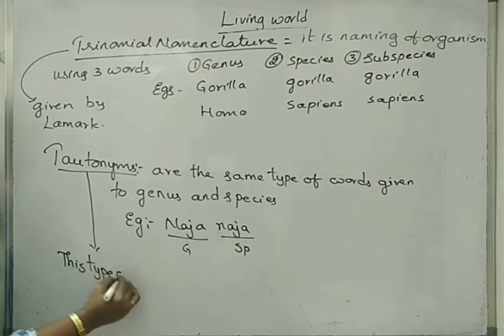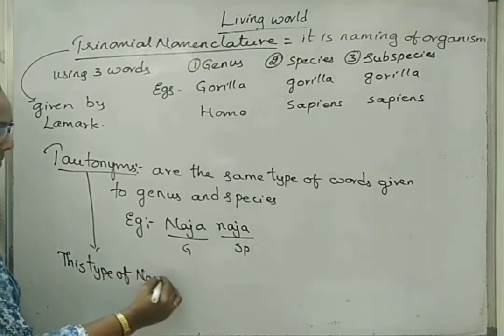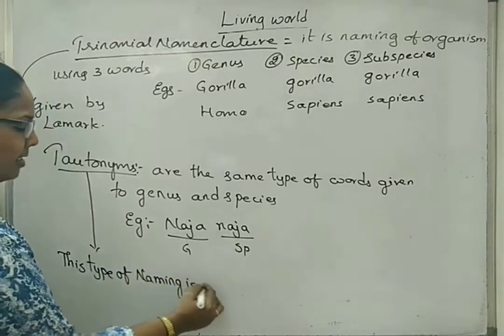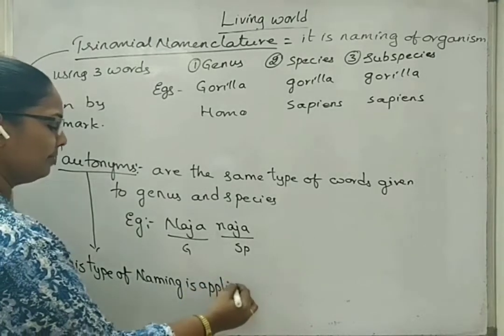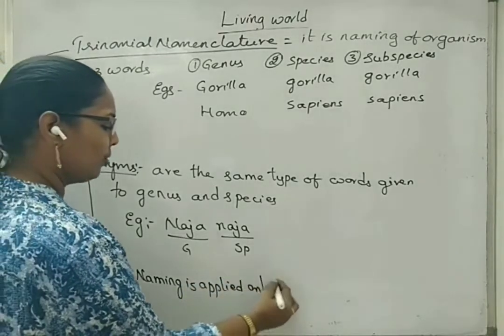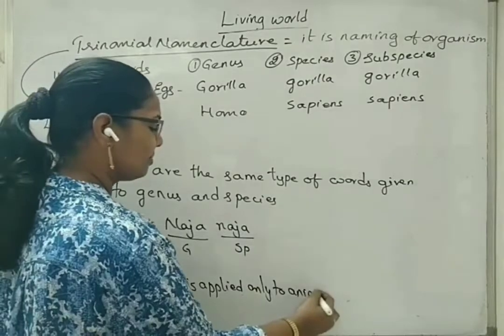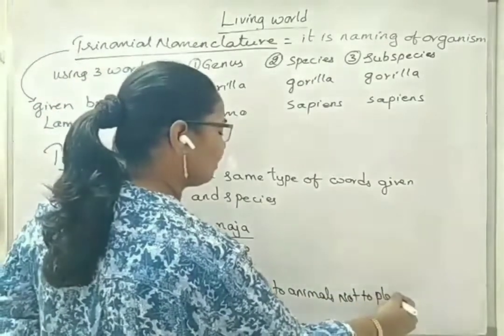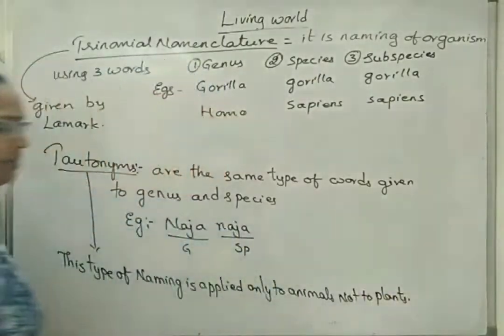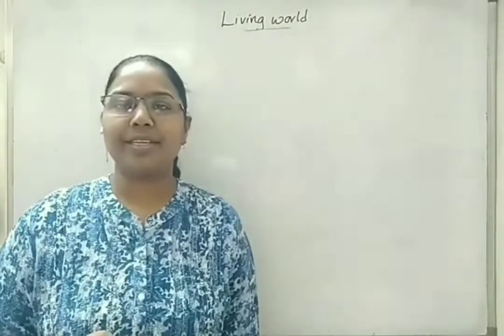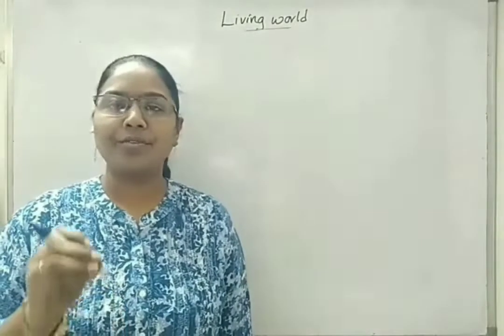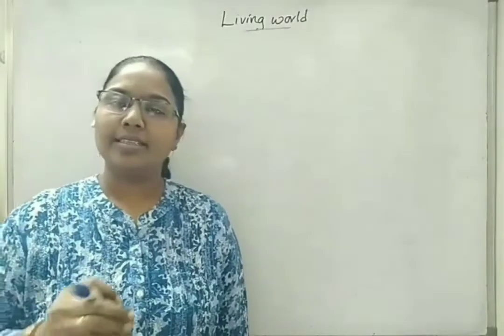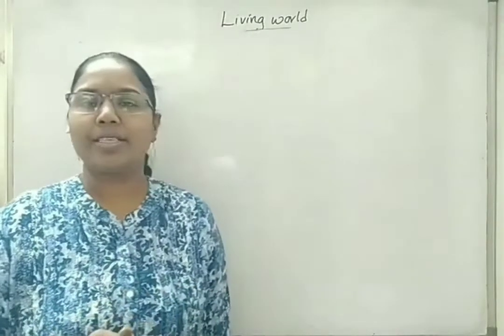This type of naming is applied only to animals, not to plants. We have seen 3 different words, that is identification. First of all, finding the organism. Later, nomenclature. I gave you some points regarding nomenclature.